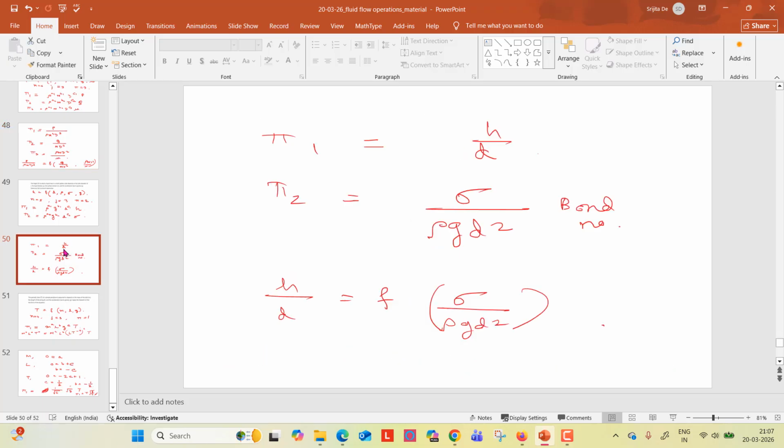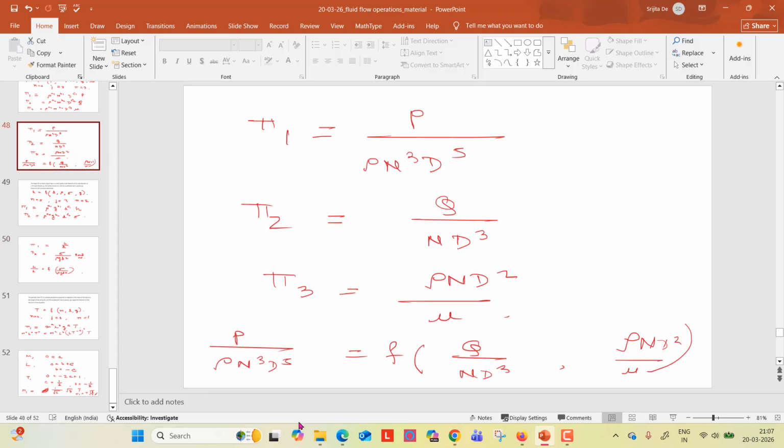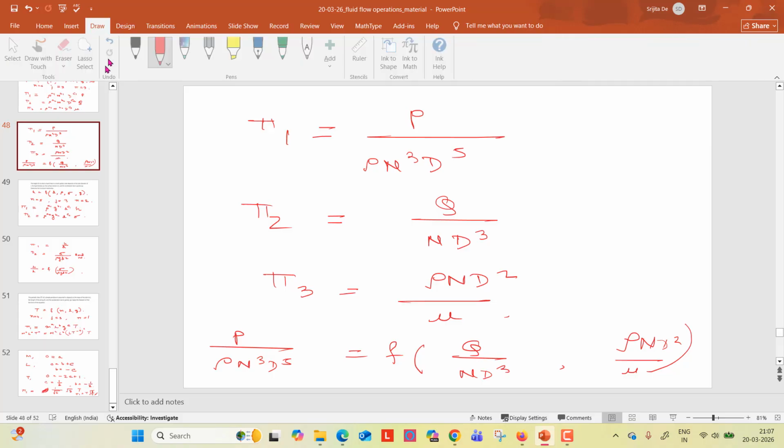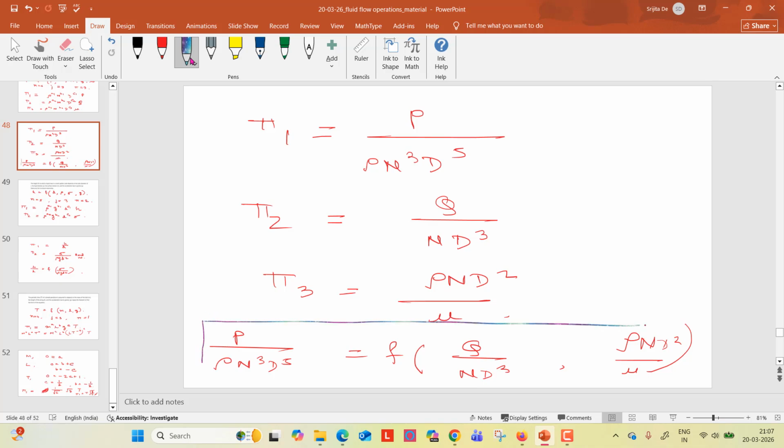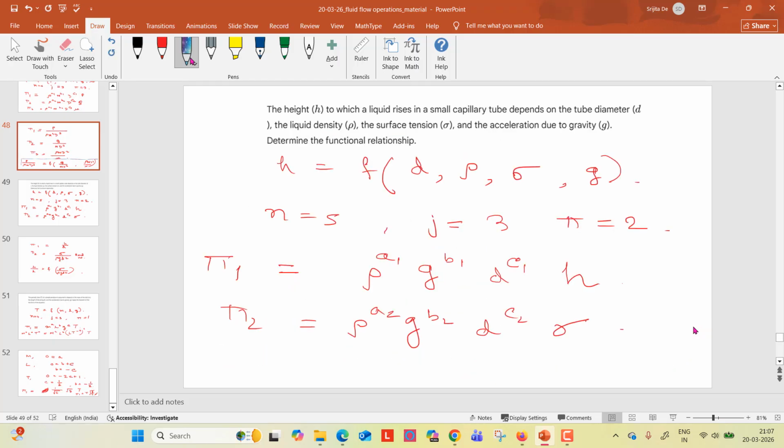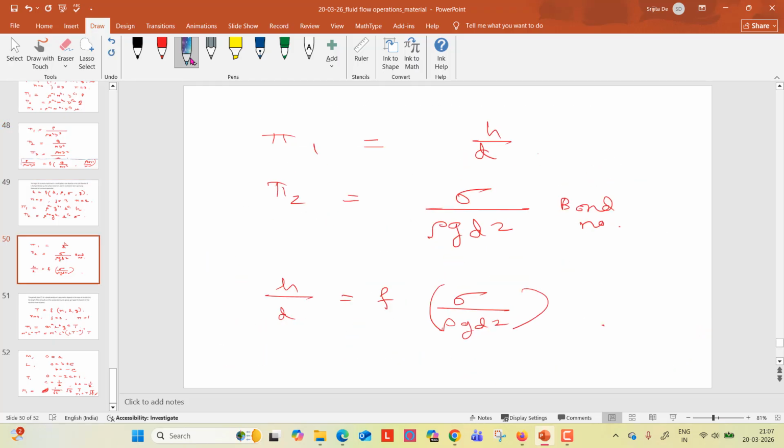Just cross check this expression. That is why I have left it, so you have something to do. Otherwise I have done everything in this class. Just compare the units, the power of the unit, the basic parameters. So these two you cross check. The third one I have done, it has only one dimensionless number.